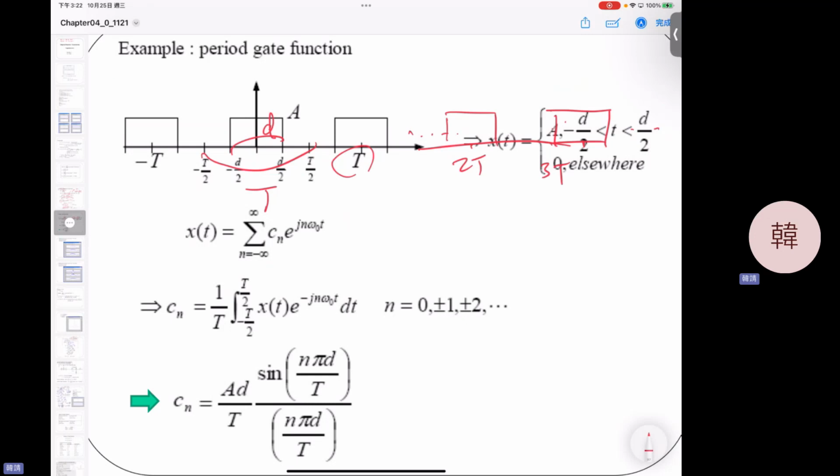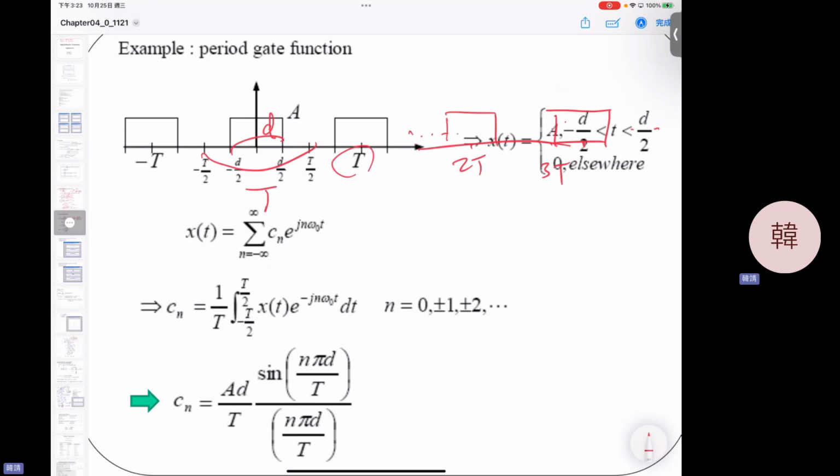C0 is the DC value. C1 is the fundamental frequency. C2 is the second multiple of your fundamental frequency. So you have to calculate C0, C1, C2, C3, and see how your periodic signal is distributed in your frequency domain. That's the energy. If you take the square of this coefficient, it becomes the power of your signal. So you are going to decompose your signal into the frequency domain and look at the energy of different components in the frequency domain.